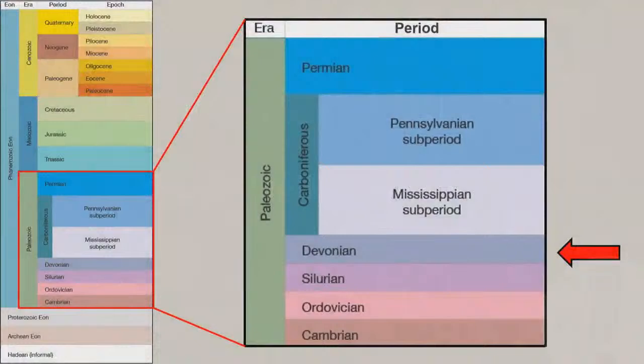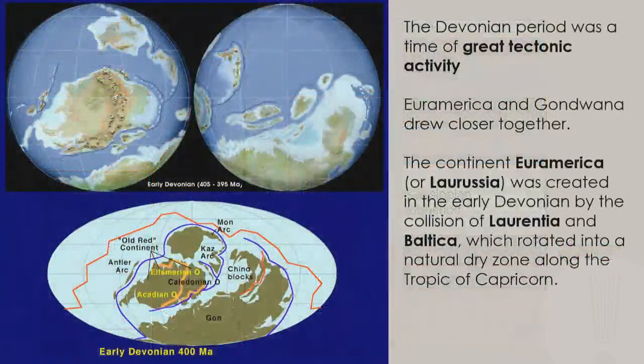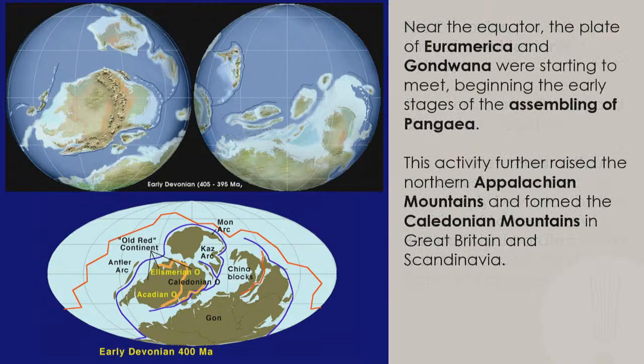This was a very important period when it comes to plant evolution. It was a period of great tectonic activity. Euramerica and Gondwana drew closer together. Near the equator, Euramerica and Gondwana were starting to meet, beginning the gradual assemblage of Pangaea. And this activity is what caused the rise of the northern Appalachian Mountains.